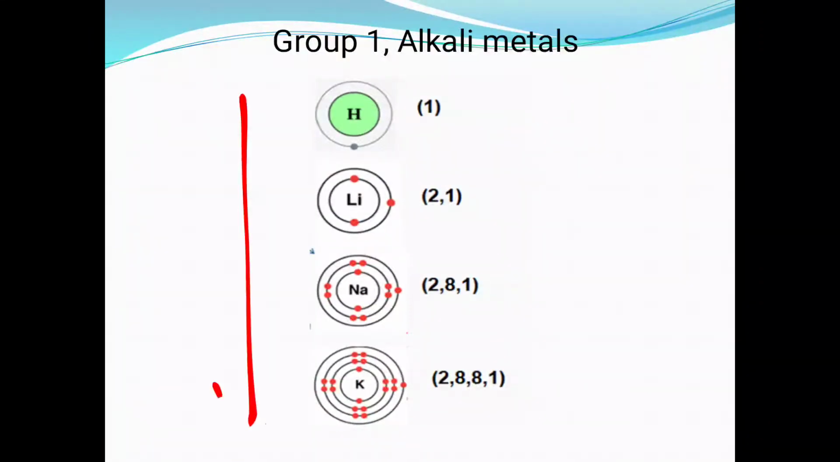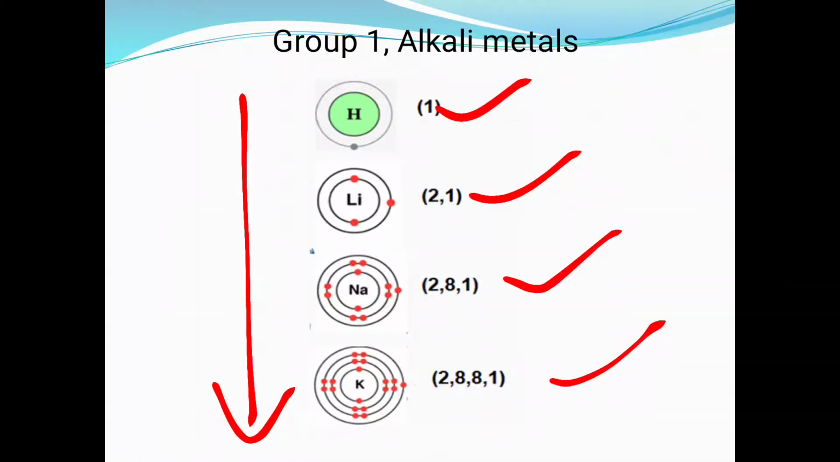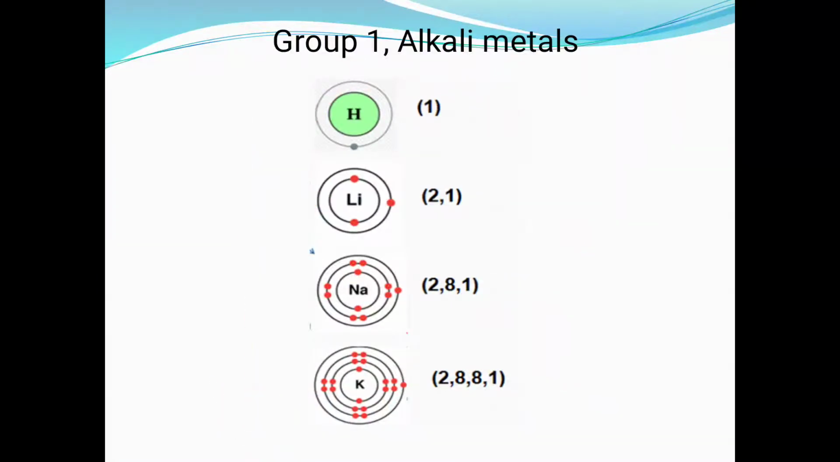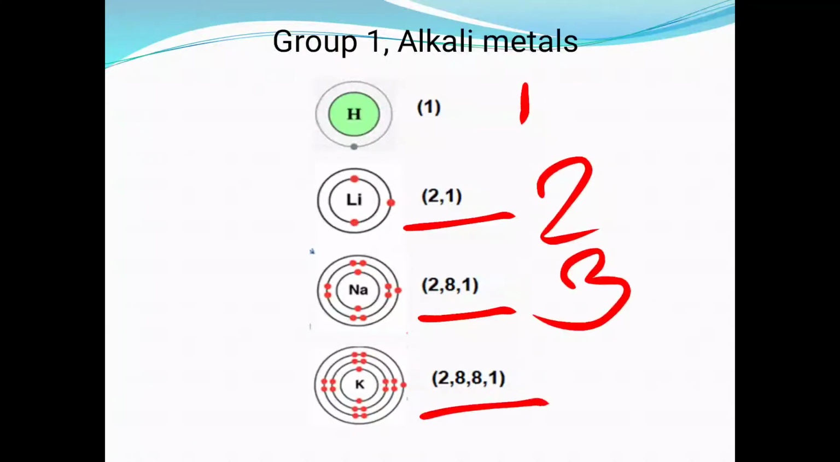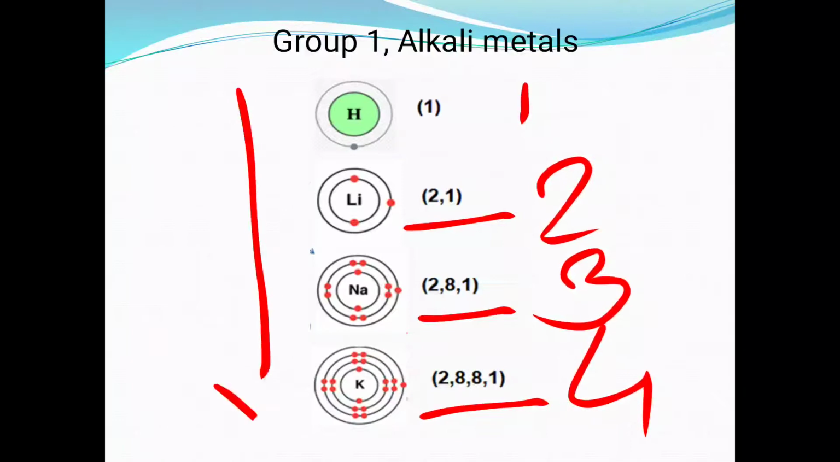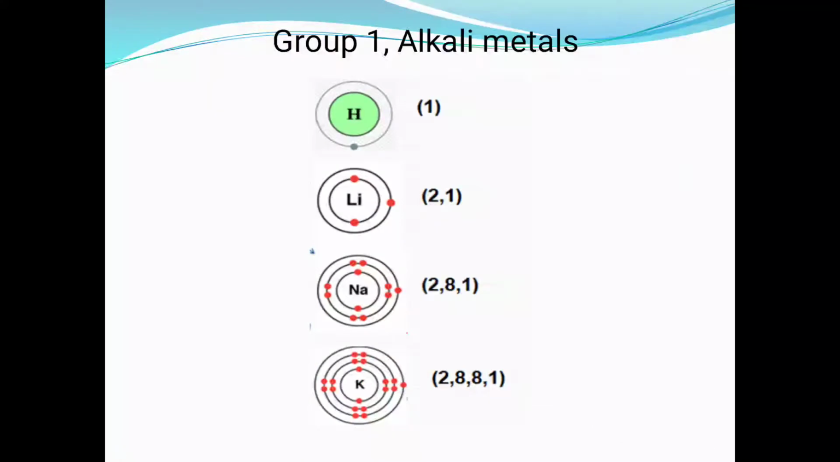As you go down in the group, the number of electrons is increasing, but along with that, the number of shells is also increasing. Hydrogen has one shell, lithium has 2 shells, sodium has 3 shells, potassium has 4 shells. That means as you go from top to bottom, the number of shells increases along with the number of electrons. That's why the distance from the nucleus is increasing, and this is the reason that atomic size increases as you move down the group.